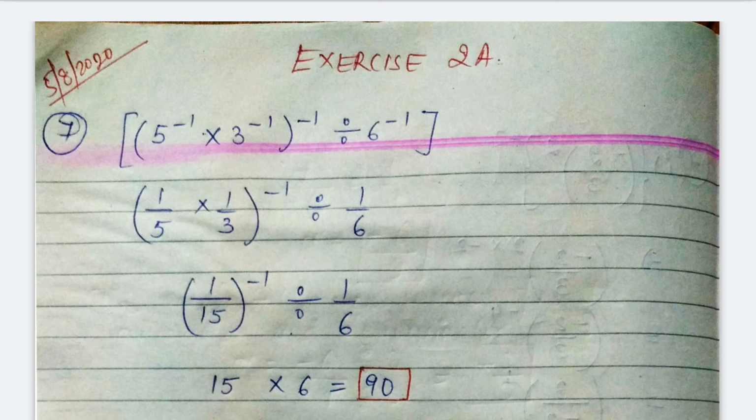Hello, good morning class. Today I am continuing your exercise 2A question number 7. Evaluate (5 inverse into 3 inverse) whole bracket inverse divided by 6 inverse. It means 5 to the power minus 1 can be written as 1 by 5, 3 to the power minus 1 can be written as 1 by 3, then minus 1 divided by 6 to the power minus 1 can be written as 1 by 6.